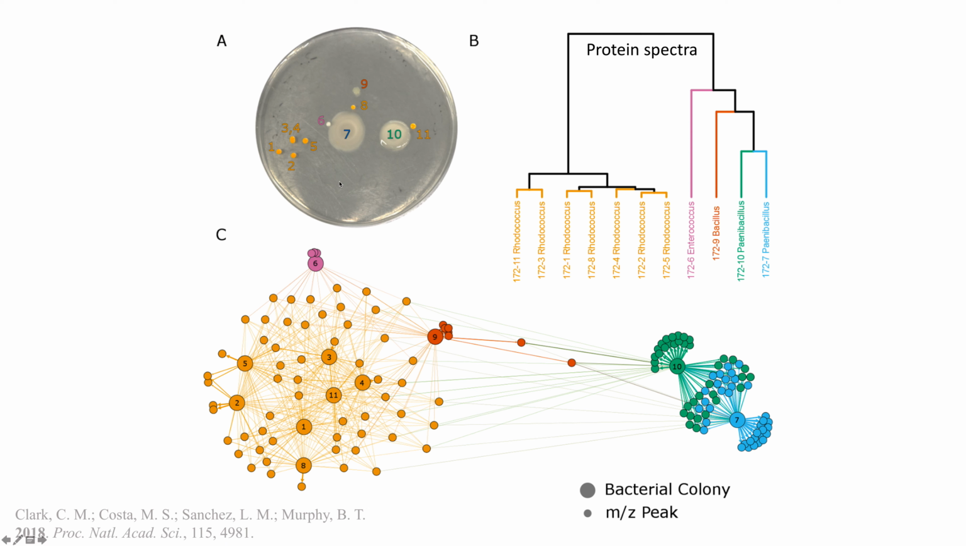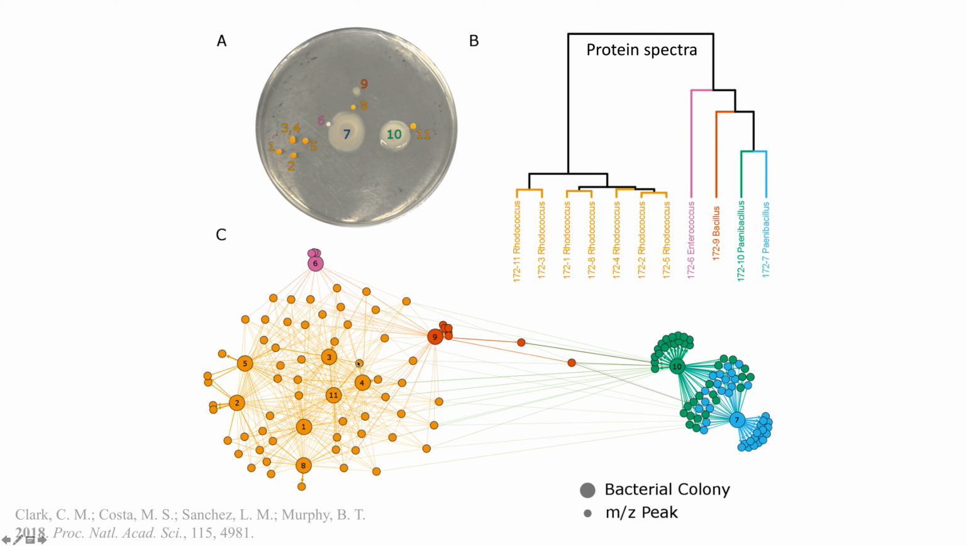So after acquiring the data, when we look at our protein spectra, these data are organized into a dendrogram. And this is where you can see similar colonies grouping together. The question: who are you? So the orange colonies are all Rhodococcus strains, and they all group together. They have high similarity.